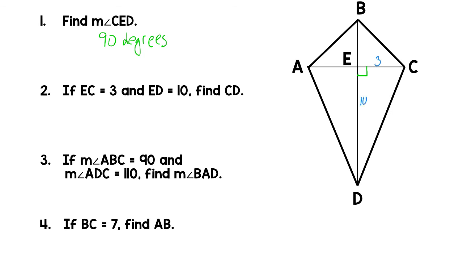Well, we're going to use a good old Pythagorean theorem. We're going to say that a squared plus b squared equals CD squared. Well, that's 9 plus 100 equals CD squared. That's 109 is CD squared. We don't want CD squared, we want CD. So we'll take the square root of each side, and we get CD is equal to the square root of 109.